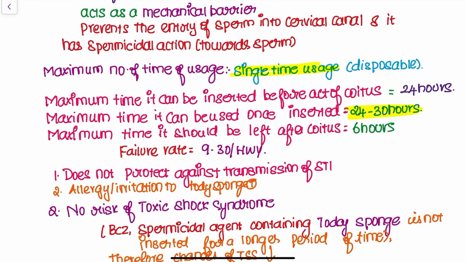And after having the act of coitus, what is the maximum time it should be left inside the vaginal canal? It is 6 hours after the act of coitus. She has to leave the today's sponge as it is in the vaginal canal. Only after 6 hours have passed after the act of coitus, she can remove it and dispose of it. Is it clear for you?